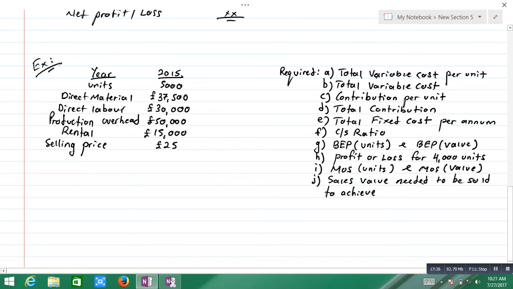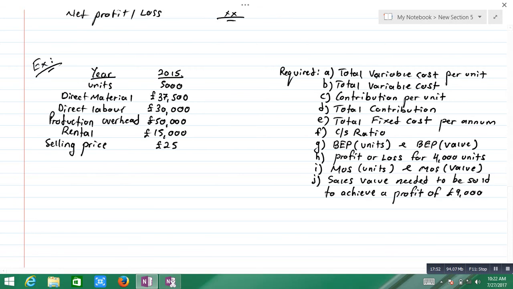Okay, so this is the required. Let's start the question now. Part A. Okay, so part A, the required is total variable cost per unit.